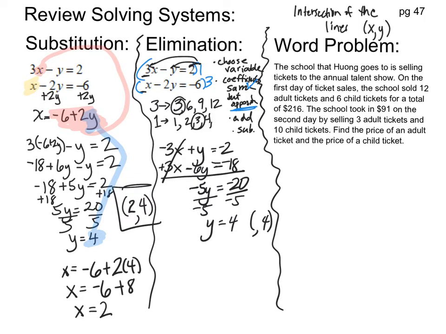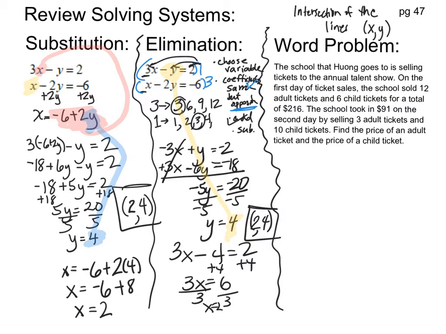Okay, now I do need to substitute. We added, and now we need to substitute. So we're going to substitute this 4 in for y somewhere. It doesn't matter which y you choose. I think I'm going to go up and put it in for this y right here. 3x minus 4 equals 2. I'm going to add 4 to both sides. 3x equals 6. Divide by 3. X equals 2. So 2, 4 is my solution to the second one.